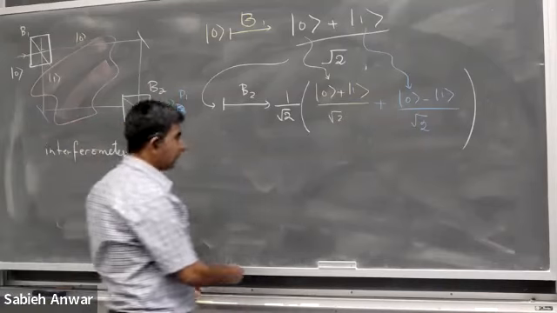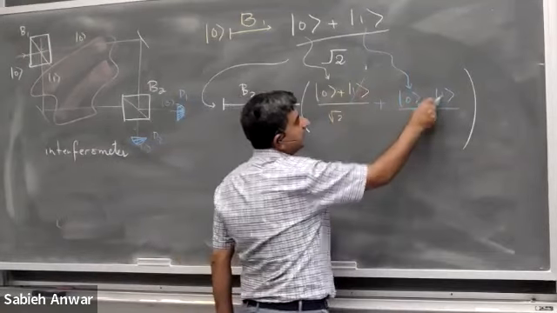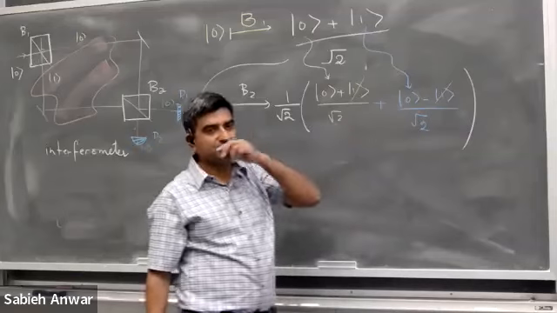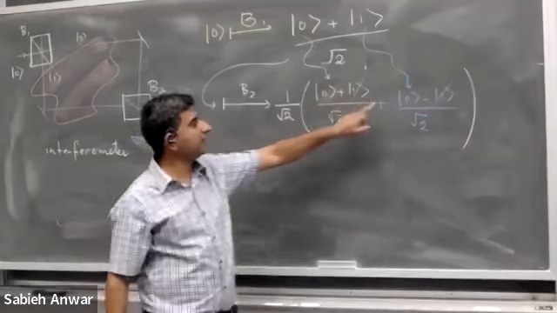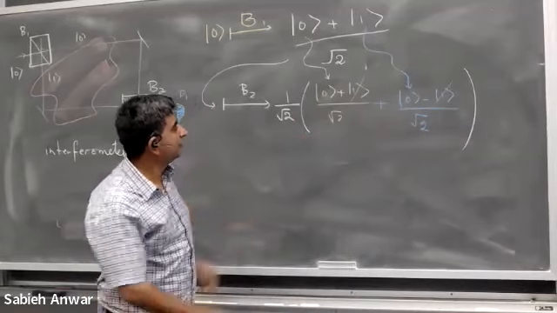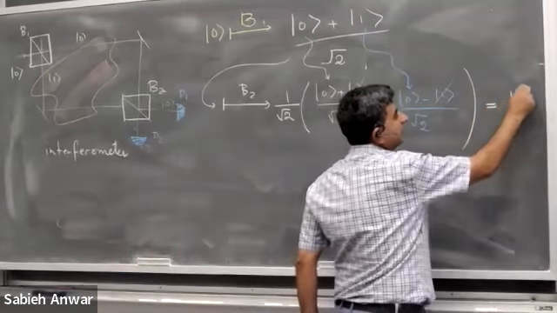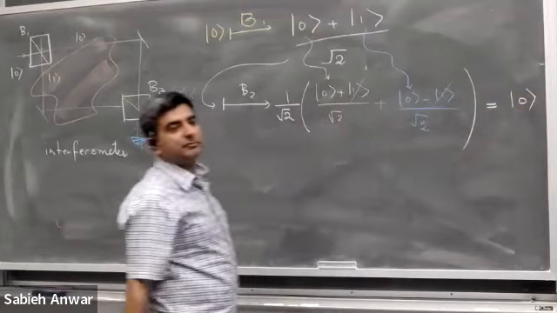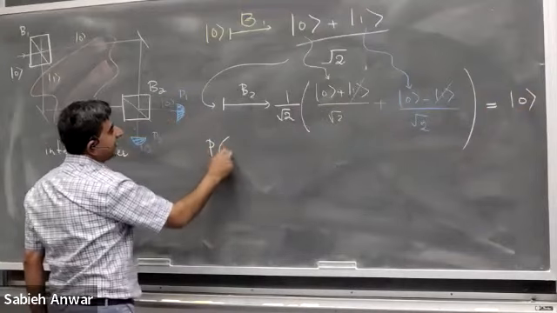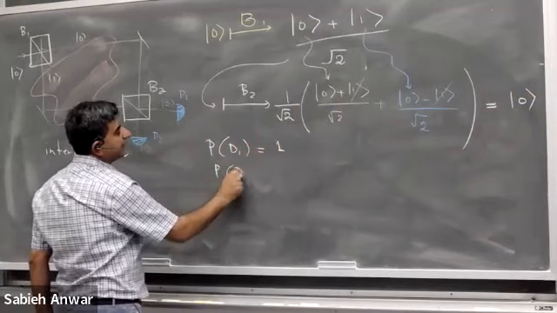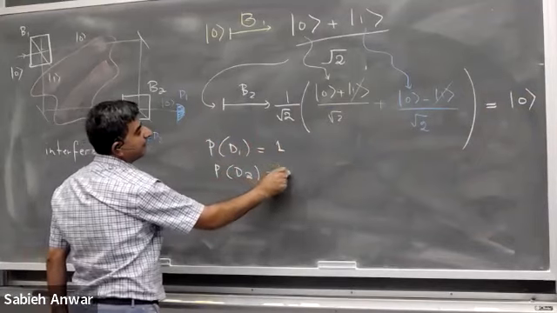So here, if you observe, this ket 1 just goes away. There's a minus sign here. And you're left with ket 0 plus ket 0, 2 over root 2, 1. So you just do all the cancellations. Your output state is ket 0. And the probability that the detector D1 clicks is 100%. And the probability that the detector D2 clicks is 0.